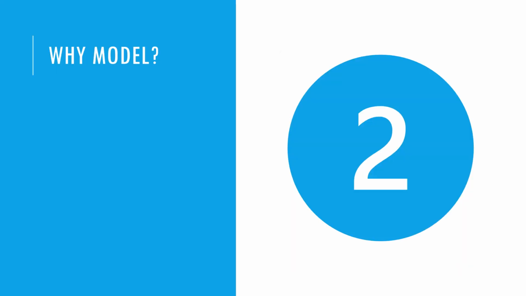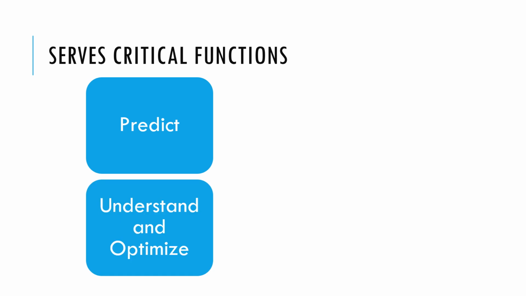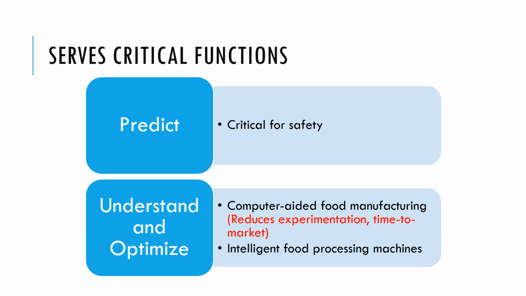Why model rationale number two? It serves critical functions to be able to predict and to understand and optimize. To be able to predict, for example, is critical for food safety, for example. And then understanding and optimization, the applications, the biggest one is in computer-aided food engineering. And that can reduce experimentation, reduce time to market, and so on. Also, building intelligent food processing machines and intelligent techniques like digital twin that are coming up it needs model of the kind we are talking about.